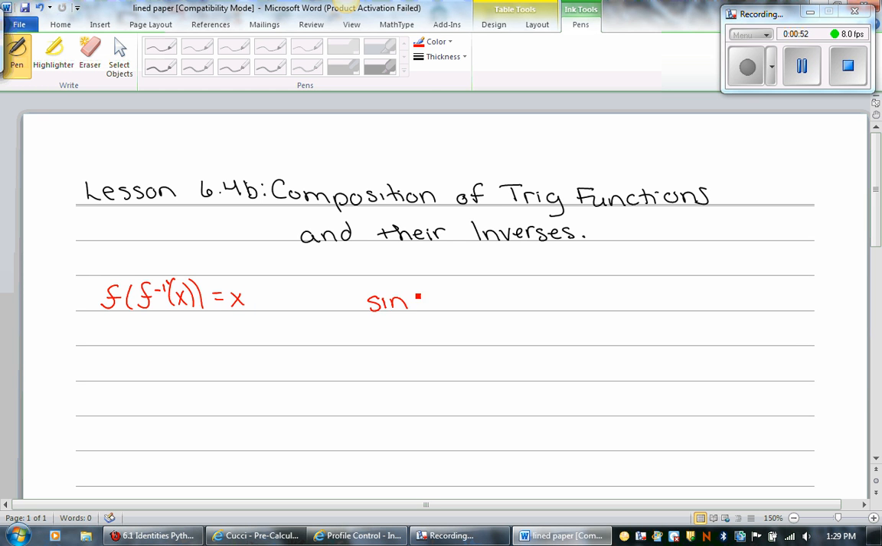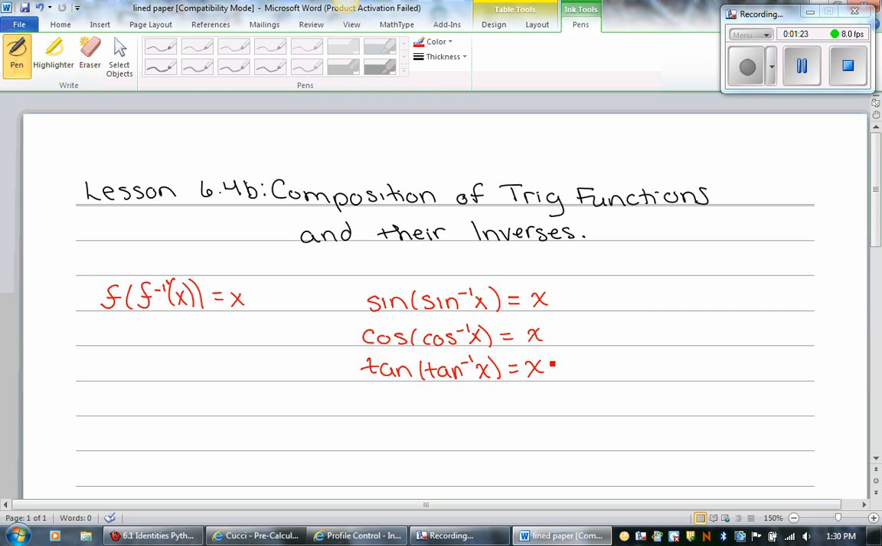If I have sine of sine inverse of x, this is going to equal x. The same thing goes for cosine of cosine inverse of x. That's also going to equal x, as well as tangent of tangent inverse of x. And that's for all x in the domain of the specific trig function.